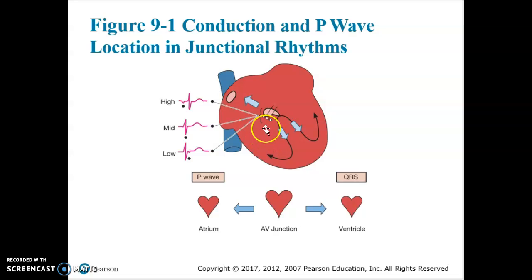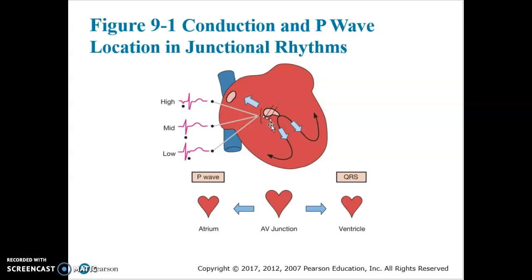If it occurs here in the middle of the AV junction, we will not have a visible P wave. There will be no visible P wave. And then if it originates from the low AV junction, from this area right here, this very bottom dot on the lower side of the AV junction, we will have an inverted P wave following the QRS complex.